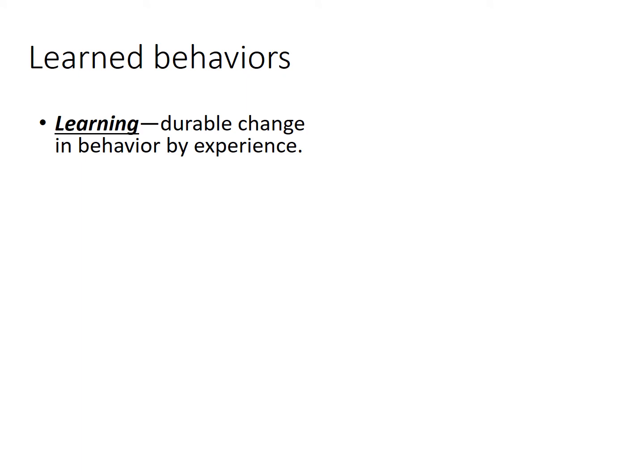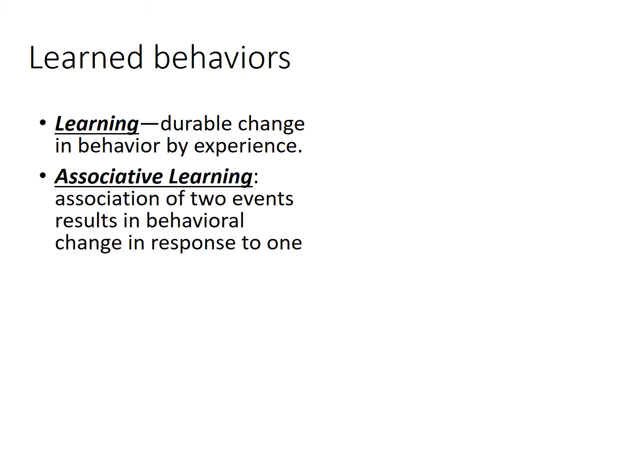So those planarians, when we poked them, we saw a durable change in their behavior. They stopped responding by their experience being poked by a stick multiple times. Same with that dog. The durable change was the fact that it was now trying to get its food by using the exchange system that it had observed in humans. So any durable change in behavior by experience is going to be learning. Now, a couple special types of learning are encompassed by this term associative learning. Basically, associative learning is when an organism associates two different events and the result is a behavioral change in response to only one of them.